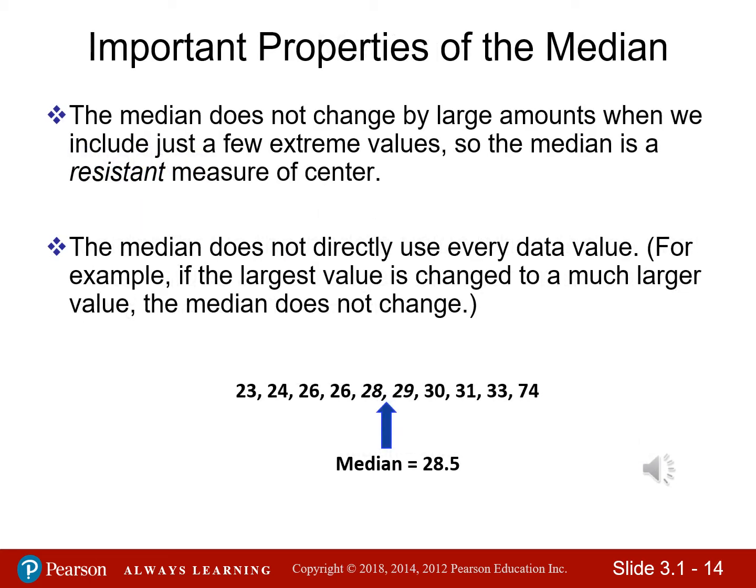Some important properties of the median include: first, the median does not change by large amounts when we include just a few extreme values. So we would say the median is a resistant measure of center. Second, the median does not directly use every data value. For example, if the largest value is changed to a much larger value, then the median would not change. Let's look at our data set before, and if we change the last data value from 34 to 74, you'll find that our median is still the same, 28.5.